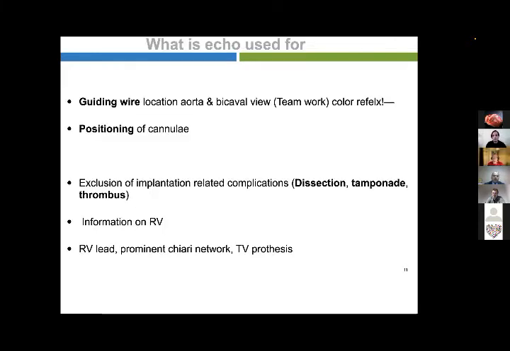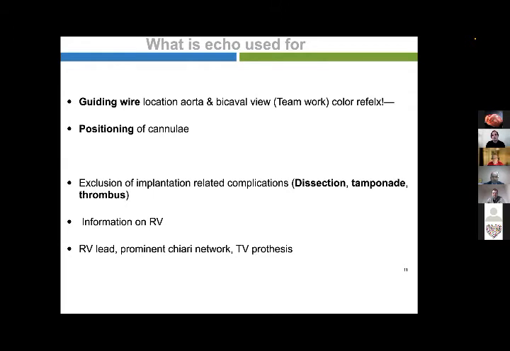When we do guiding for VA ECMO, we guide the wire location in the aorta and the bicaval view, and it's kind of teamwork. We have to talk to our intensivist and ask what he wants to see. There's the term color reflex, and I will show you an example. Then we look at the positioning of the cannula, and of course we look for exclusion of implantation-related complications such as dissection, tamponade, and thrombus.